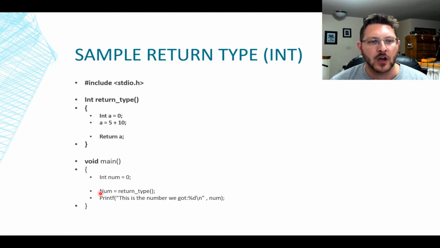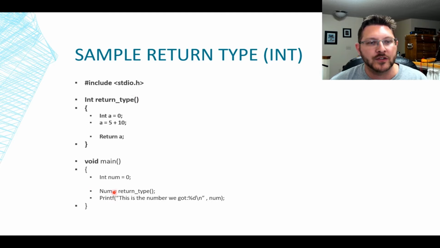Okay, so down in our main function, let's go ahead and look at this. I'm going to declare an integer variable called num, just so we have a place to store information, and I'm going to do a printf, and give it "this is the number we got" and then the %d, and we're going to send num in this print statement. But before that, we have num equals, and then we're going to call the return type.